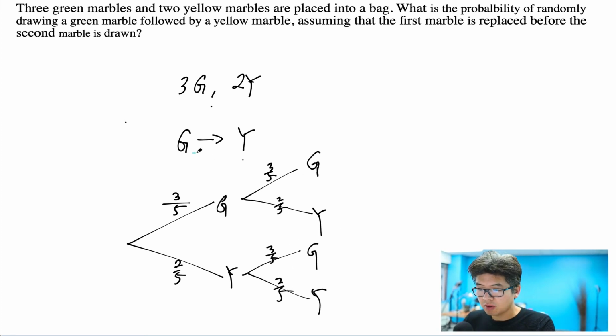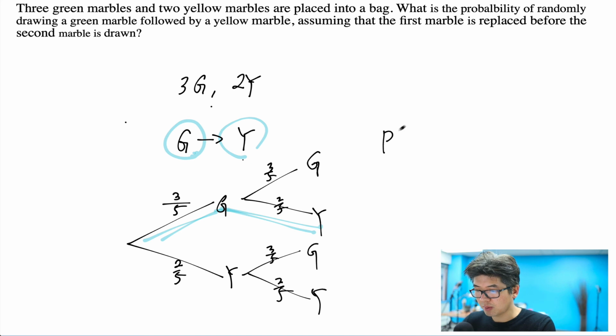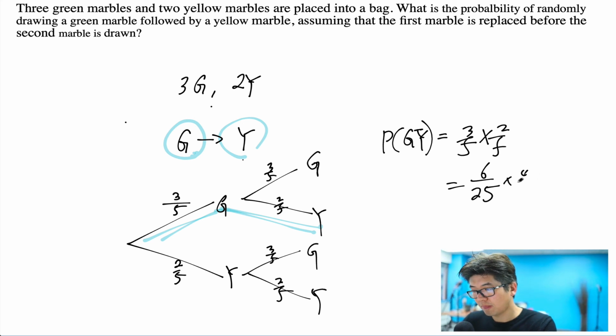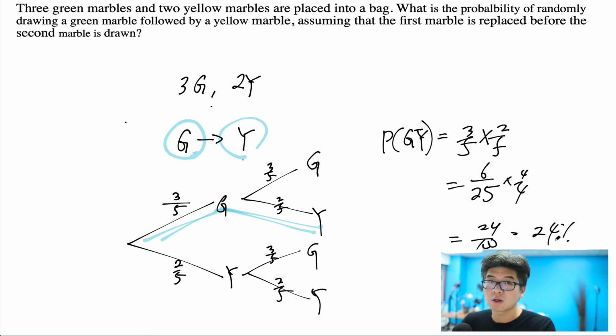So the probability of selecting a green then yellow is this path. Green, yellow. So probability of green and then yellow is going to be 3 over 5, then times by 2 over 5, which is 6 over 25. You multiply top and bottom by 4, 24 out of 100. So in percentage, it's 24%.